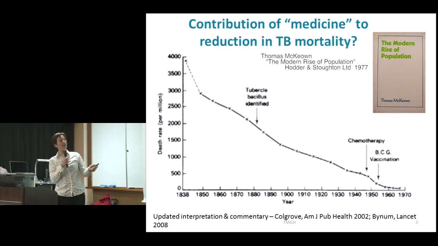Nutrition. So this was a book that was written some time ago by Thomas McKeown, which is quite famous, and he was one of the first people to make this argument that a lot of the improvements in life expectancy were really due to nutrition. And this figure is from his book.